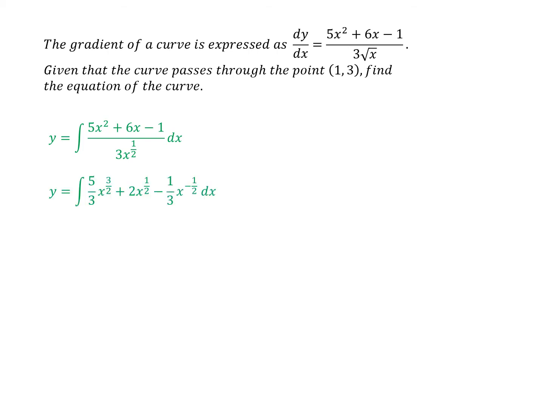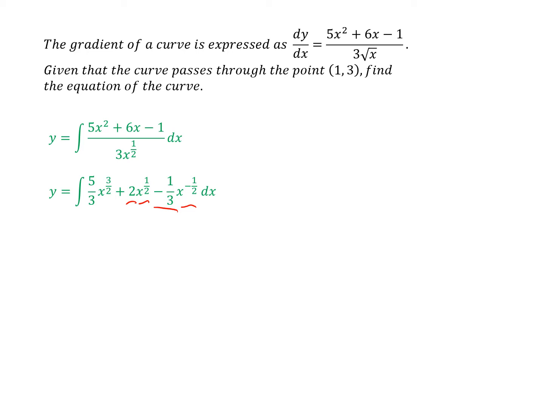The 5 and the 3 become 5/3. x squared divided by x to the half is x to the power 3 over 2. 3 divided by 6 is this 2 here. x divided by x to the half is x to the half. Minus 1 divided by 3 is minus a third. And 1 over x to the half is x to the minus a half.